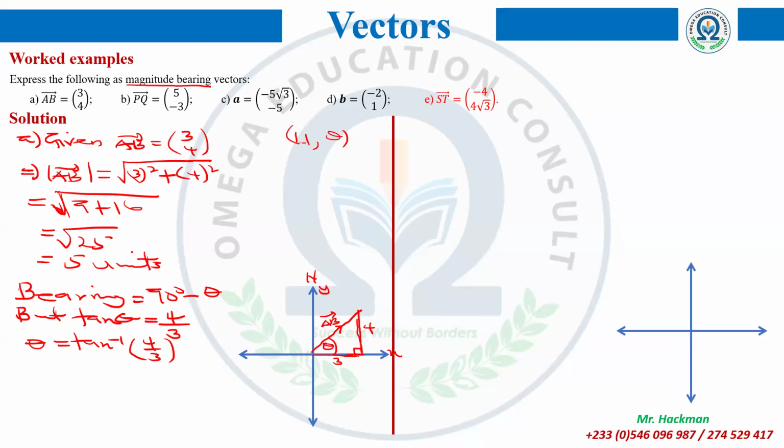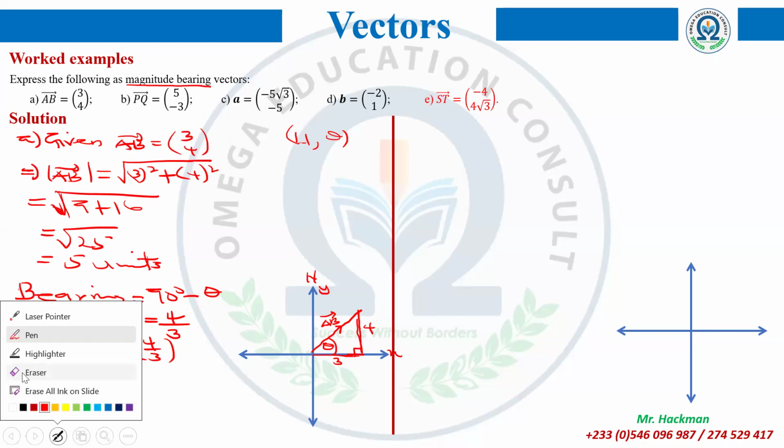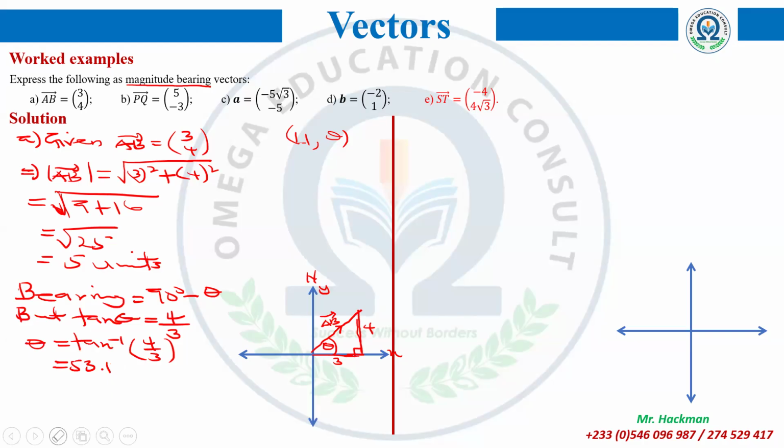What did you get? 53 point 1301. Okay, so this is equal to 53.1301. Remember it's an angle, so don't forget your degrees. You approximated, so don't forget your 4 dp. All correct.